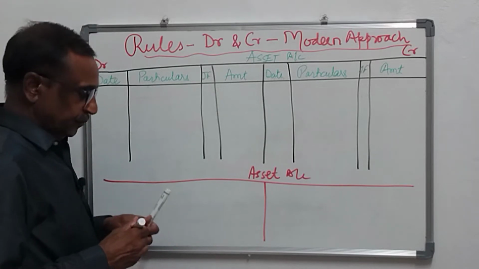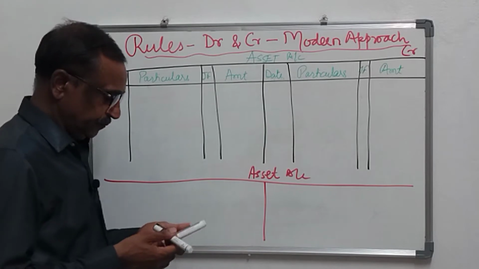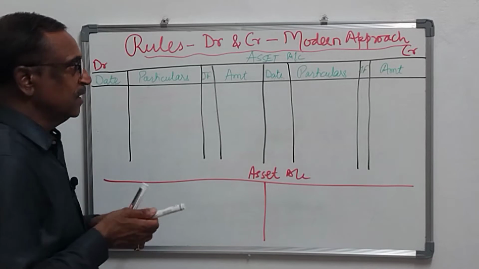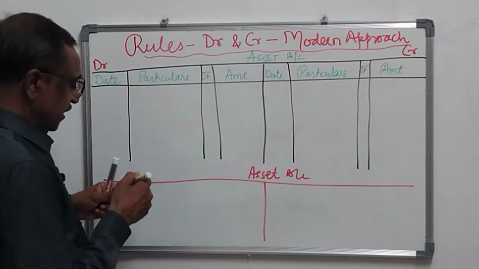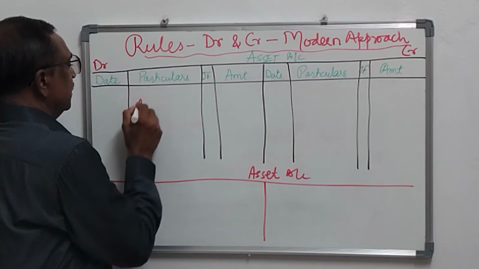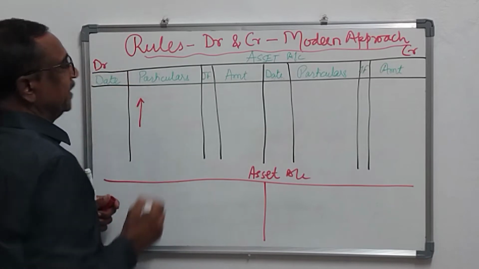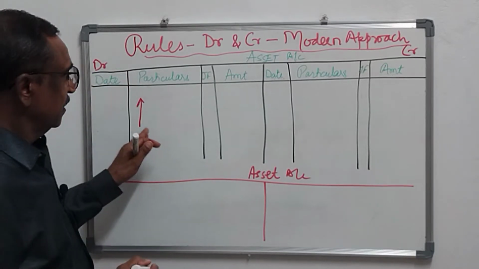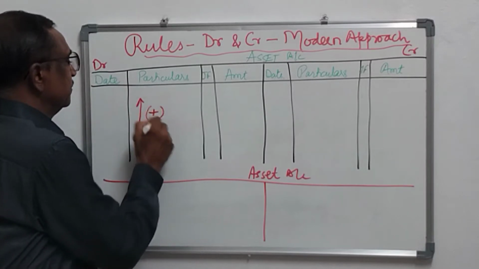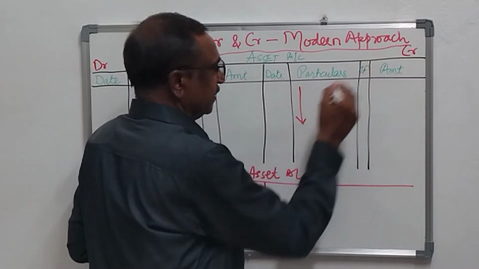Now we will study the rules for asset. According to the modern approach, whenever there is an increase in the value of an asset, if it goes up, then it is debited. When the value of an asset goes up, it is debited. And when the value of any asset goes down, it is credited.